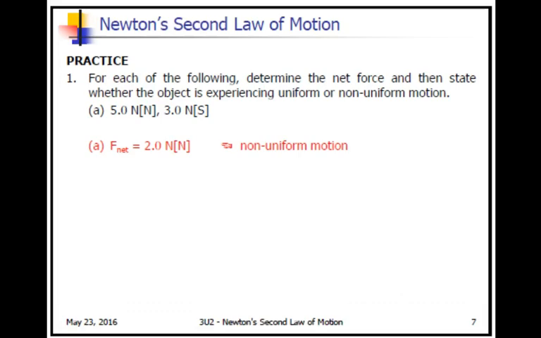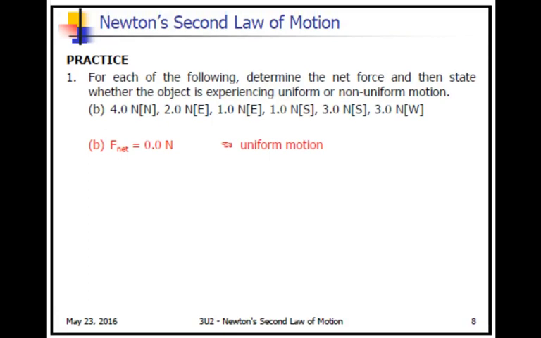For the first practice problem, it says here, for each of the following, determine the net force and then state whether the object is experiencing uniform or non-uniform motion. So we'll talk about these ones here. First, we have a 5 newton force directed north and a 3 newton force directed south. If you add those forces together, you end up with 2 newtons north. That is non-uniform because we now have a net force that is not 0. And again, adding those together, 5 north plus 3 south is the same as 5 north minus 3 north, which is 2 newtons north.